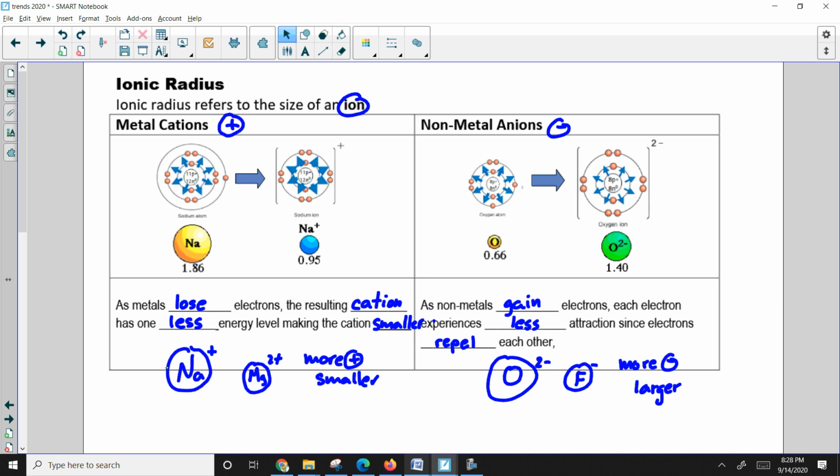So let's look at the metals. So metals, the more positive charge you have, the fewer electrons and the more attraction there is of the electrons to the nucleus. So you're going to be smaller. Now anions, remember, the more electrons you have, the larger the ion's going to be because there's more repulsion. Just remember, more repulsion here. Here on this side, there's more attraction.